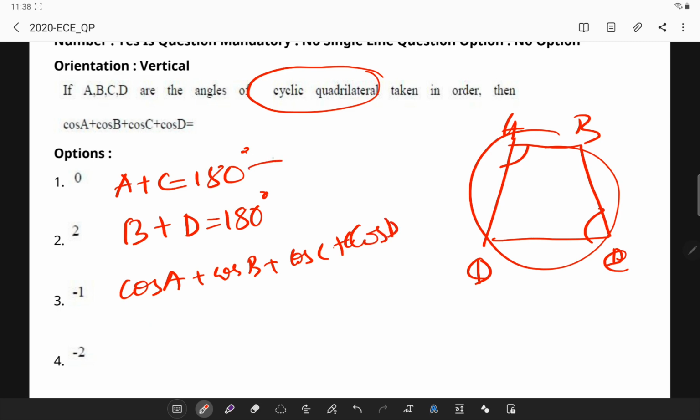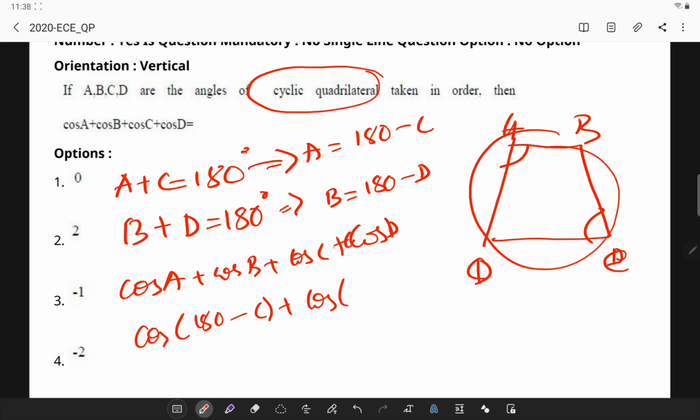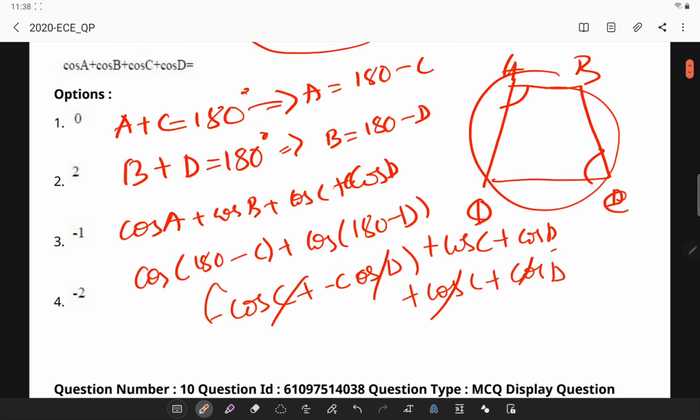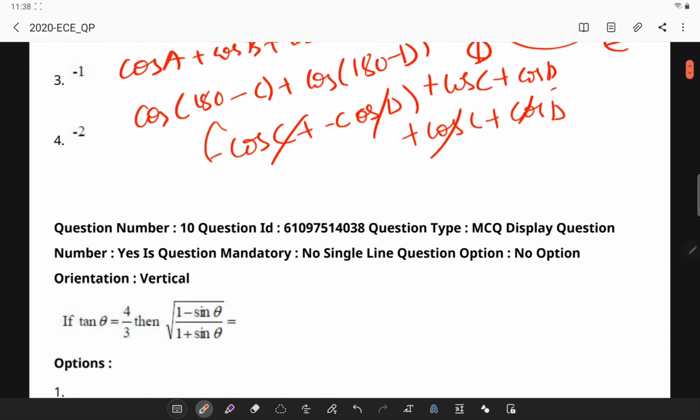So from this I can get A is 180 minus C, and from here I can get B is 180 minus D. So if I substitute this here, I get cos(180 minus C) plus cos(180 minus D) plus cos C plus cos D. Cos(180 minus theta) is minus cos theta, so here also similarly minus cos D plus cos C plus cos D. So this and this and this get cancelled, and we'll be left with the answer as 0.